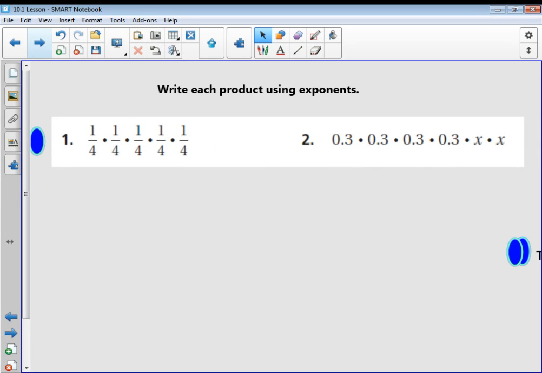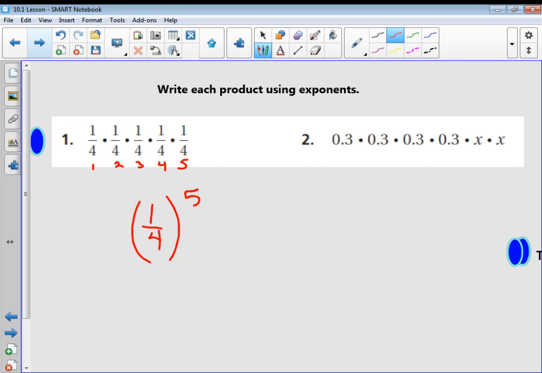Okay, so let's go ahead and we'll do number 1 together, and then I'm going to have you do number 2 on your own. So number 1, we've got 1/4. Oh man, now we have fractions. Well, no problem. We're still doing the same concept. So we're going to count how many we have. 1, 2, 3, 4, 5 of them. So we have 1/4, 5 times. And notice I did put that in a parenthesis.